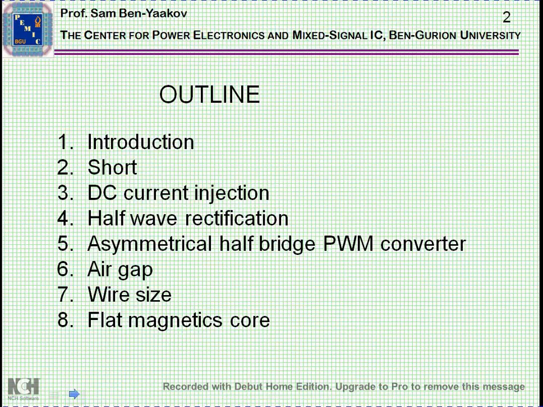First, I'll give some introduction to the basic operation of a transformer, and then we'll discuss the cases of a short circuit, DC current injection, and related to it is the half-wave rectification and asymmetrical half-bridge PWM converter. I'll talk about air gap, whether it's needed in a transformer, and then how to choose the wire size, and finally say a few words about flat magnetic core.